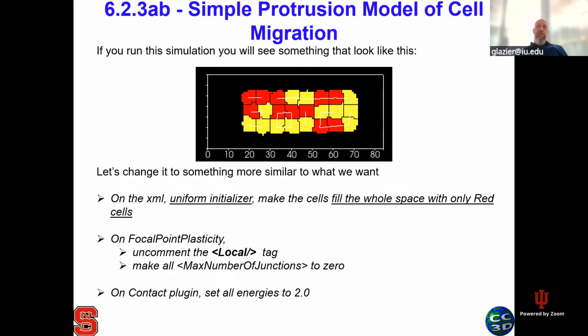And we'll also add the local tag to the focal point plasticity plugin, and we'll make the max number of junctions 0. So I will make the contact energies 2. If we make the contact energies too big, then the system gets sort of stiff. So we want the contact energies to be small enough that it's easy to push cells out of the way.